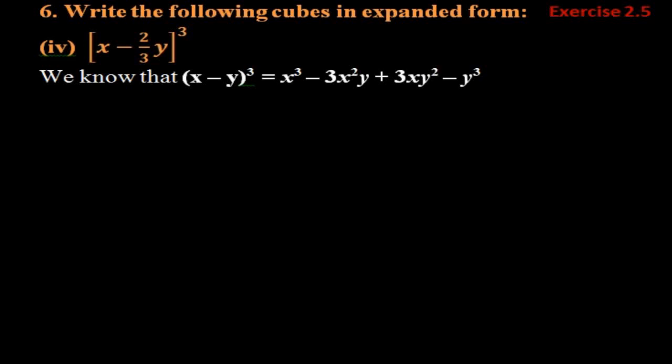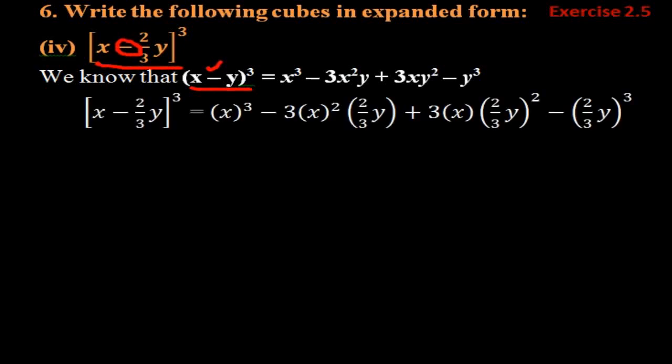Now on comparing these two, we can get the values of x and y. So the value of x is same x and the value of y is 2 by 3y. We need not take the sign here because this minus and this minus are the same. So we don't want to take the negative sign here. Now substituting these values in place of x and y, we get it as x cube minus, this is what we get.